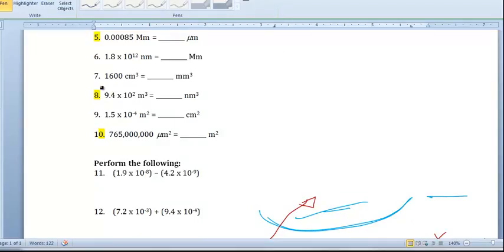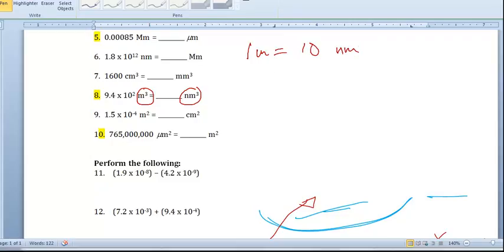Let's take a look at number 8 here. All right, so now we're dealing with volumes. These are cubed units, so those are volumes. And so we need to relate a meter to a nanometer, right? So the equivalent statement would be 1 meter equals 10 to some power of nanometers.